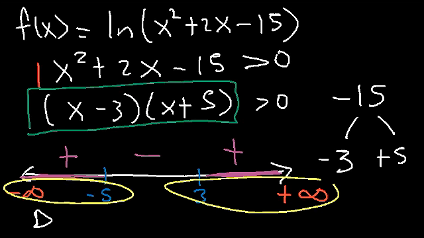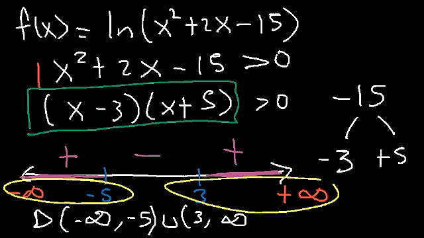So the domain is from negative infinity to negative 5 union 3 to infinity. Now, does it include 5 or should we exclude it? Notice that it's greater than 0, not greater than or equal to 0. So we have an open circle at negative 5 and 3. Therefore, we should use parentheses and not brackets at negative 5 and 3. So that's how you can find the domain of a natural log function or even a log function.